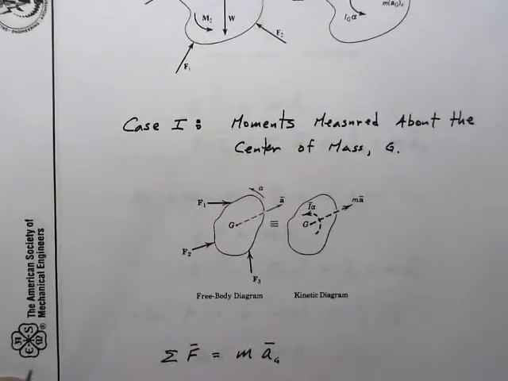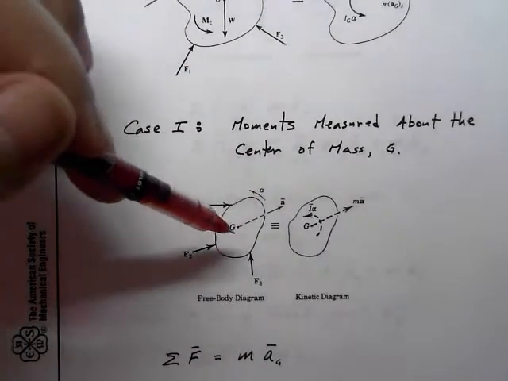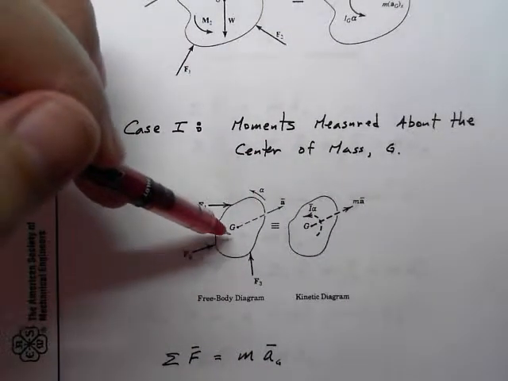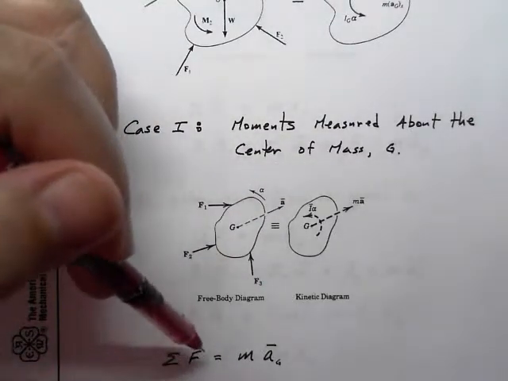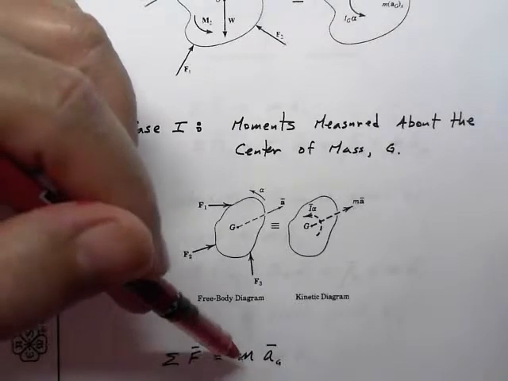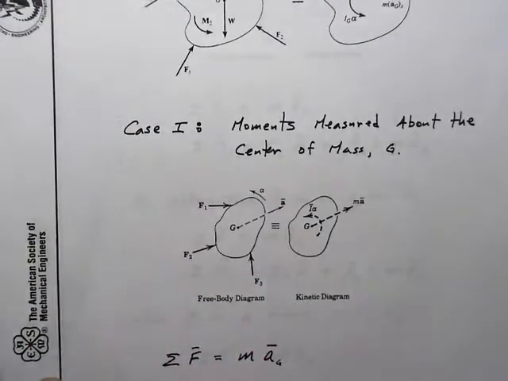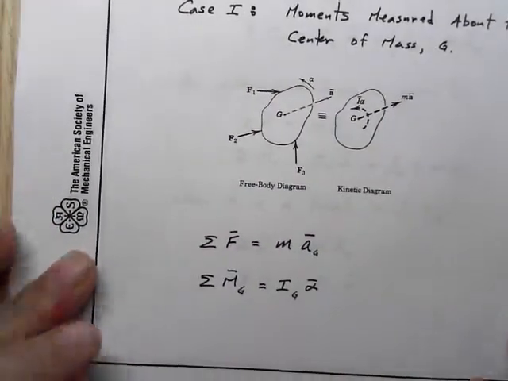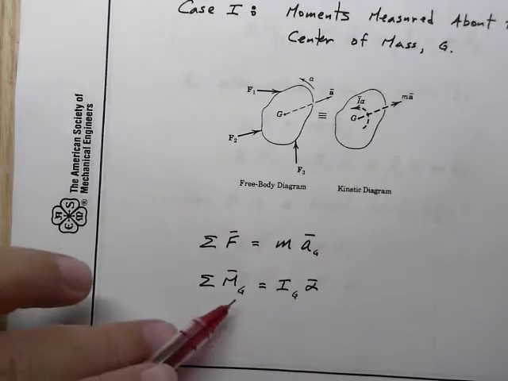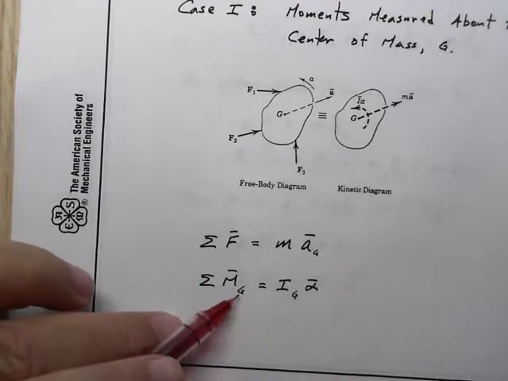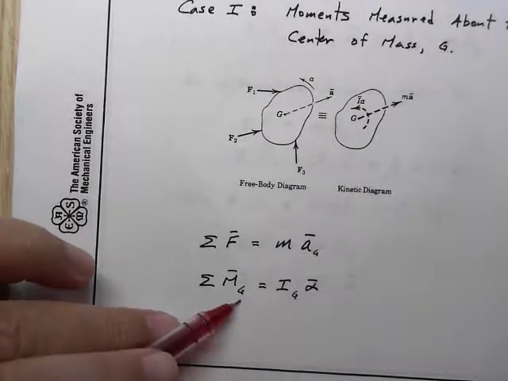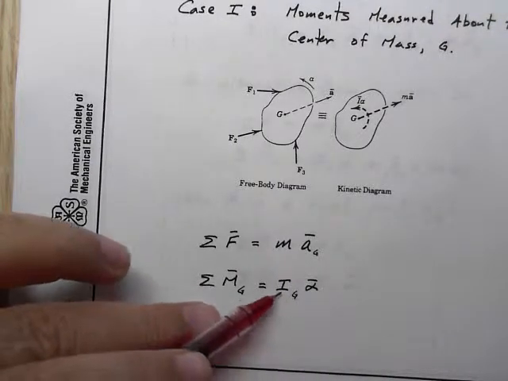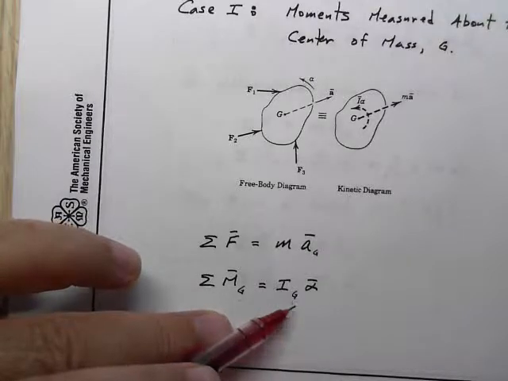What if we have all of our moments being measured about the center of gravity? Then we can say the sum of the vector forces is equal to the mass times the acceleration of the center of gravity, and the sum of all our moments measured about the center of gravity. It's very important where we measure our moments. The sum of all our moments measured about the center of gravity is equal to the moment of inertia about the center of gravity times alpha.